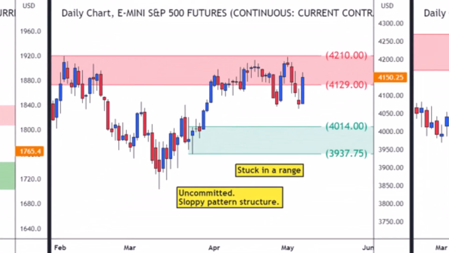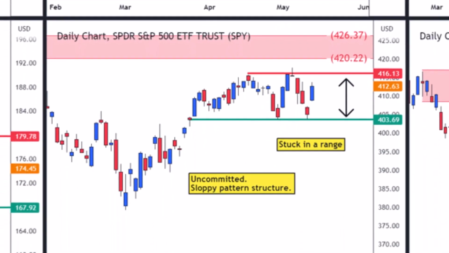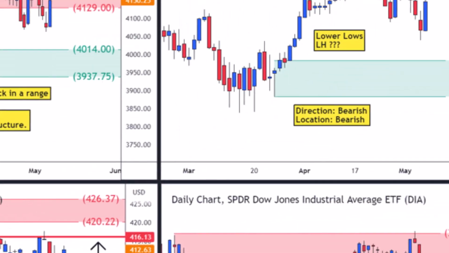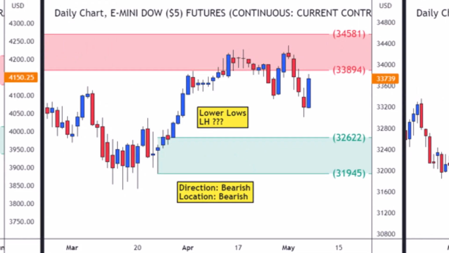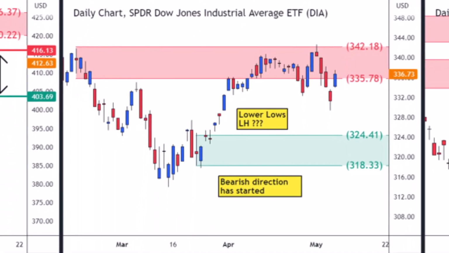On the S&P 500, again, uncommitted, sloppy pattern structure. I'm passing on that one. There's really not a whole lot to go by on that. Same with the SPY, stuck in a range. Not a whole lot to do there. On the Dow, we can see we now have lower lows, so the bears have woken up. So we've got bearish direction and really coming up into a bearish location as well. So we have lower lows and potentially some lower highs that may be forming. We'll have to see how that plays out the next couple weeks to see if we get that lower high or not. But right now, we're definitely bearish on the daily chart on the Dow. And I'd say slightly bearish as well on the S&P, although more uncommitted on that side.